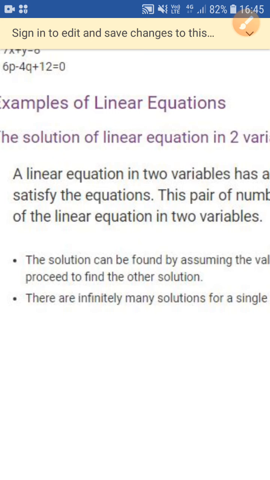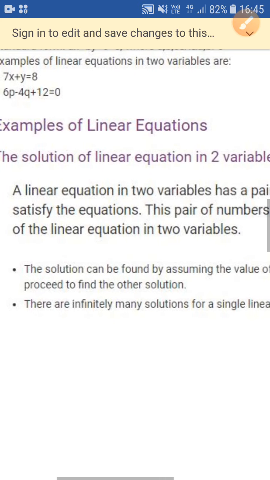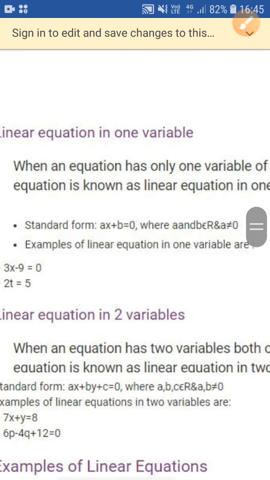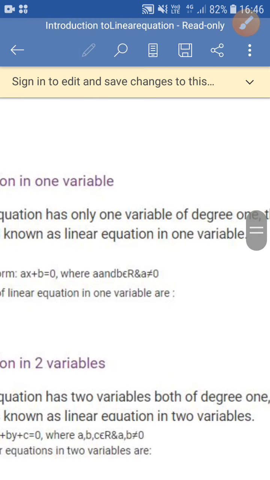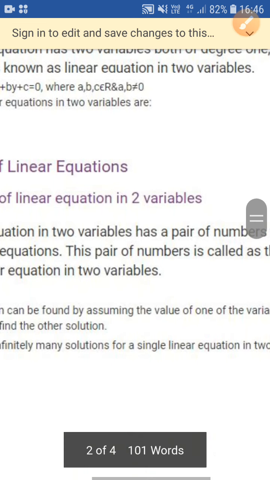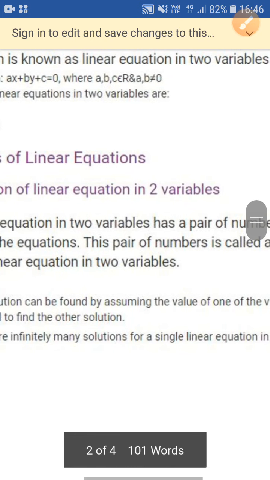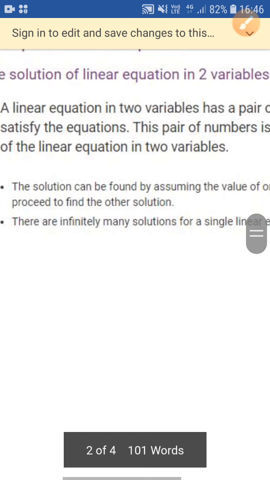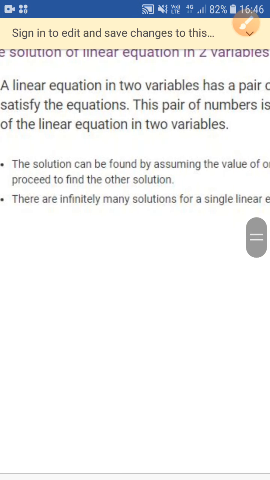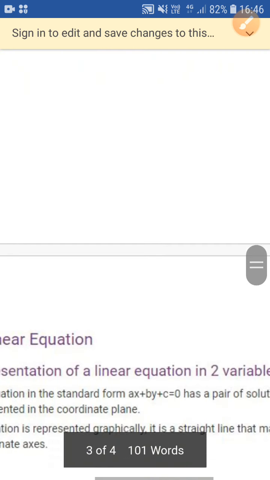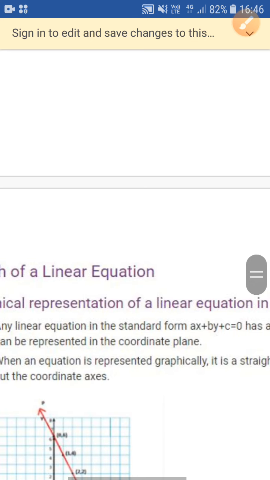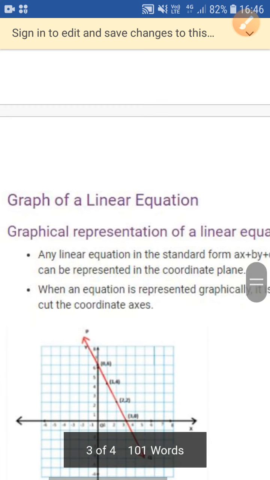Now how can we find the solution? We can find the solution by assuming the value of one variable, and then finding the value of the other variable. We'll take an example, and see how many solutions are possible. We'll see that there are infinitely many solutions possible. Why is it so? We'll see here.